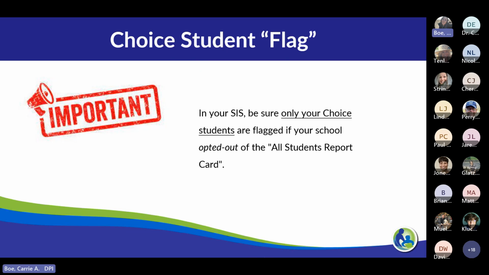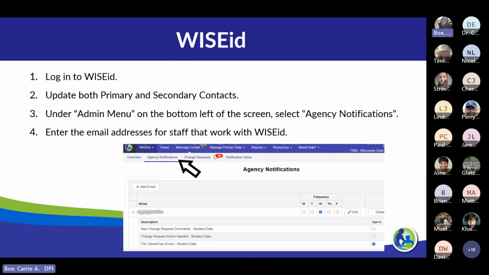With that being said, you verified if you're opt-in or opt-out. This is step-by-step directions on how to use the WISE ID application. So when you log into WISE ID via WISE Home, which everyone, if you have not bookmarked it as Jeff Perry had previously suggested, and I think Carrie Tenley as well, please bookmark WISE Home now. You're going to be using WISE Home heavily. From WISE Home, you're logging into WISE ID and you're going to be updating both your primary and secondary contacts.